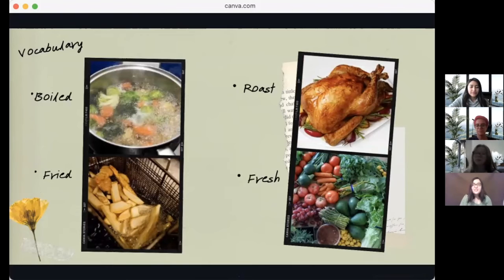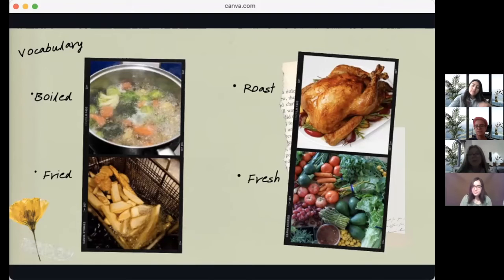Then we have fried and roast. Those are other ways to cook the food. Does somebody know what that means? Yes, fried is like the fried chicken of McDonald's or Chili's or those restaurants. Exactly. In boiled, you put the food in hot water, and in fried, you put the food in hot oil. And then roast.